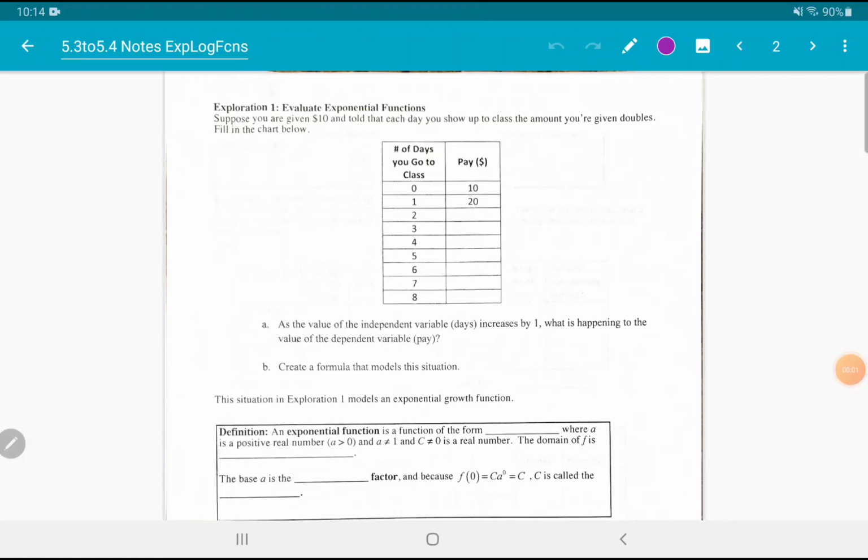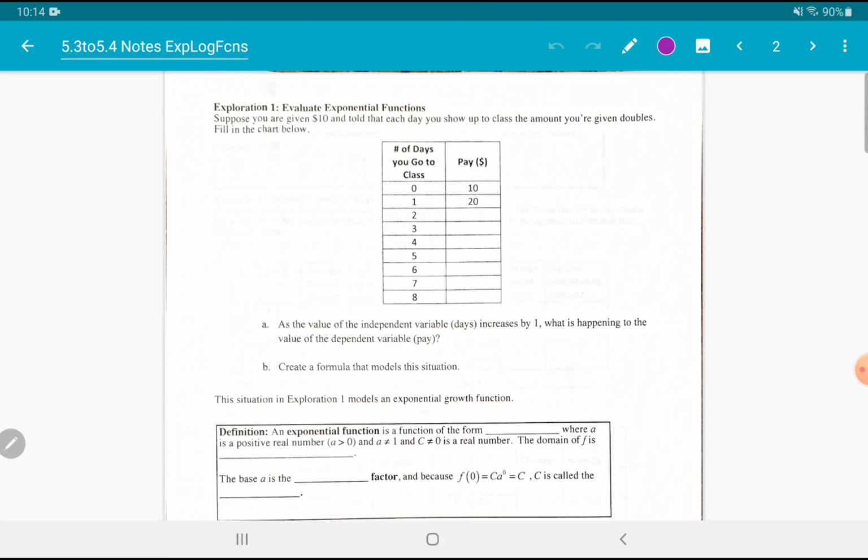In this video, let's take a look at how exponential functions are formed. Suppose you were given $10 and told that each day you show up to class, the amount you're given doubles. What? What kind of school is this? I want to go there.